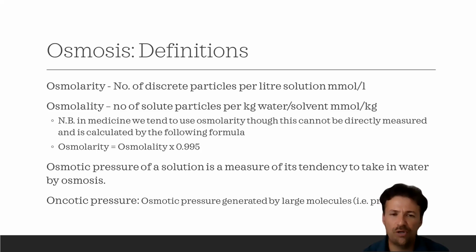The osmotic pressure of a solution is a measure of its tendency to take in water via osmosis. And often you'll hear us using the term oncotic pressure in biology and in human physiology and animal physiology. And when we're using that, we tend to refer to the osmotic pressure generated by large insoluble proteins like albumin that's found in the plasma. So oncotic pressure is a specific example of osmotic pressure.